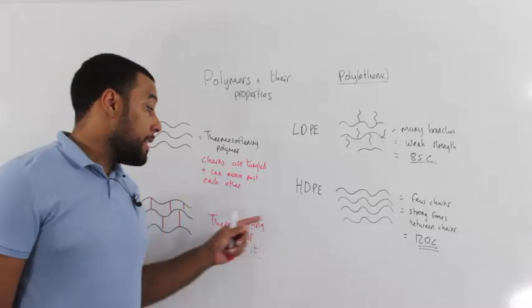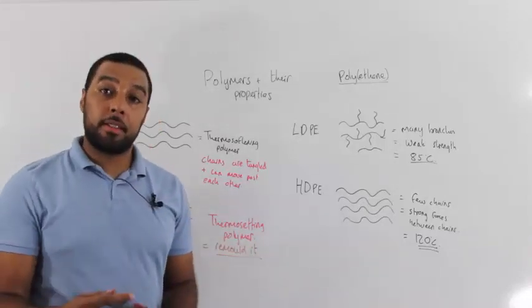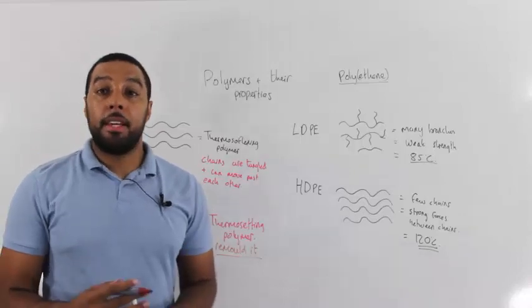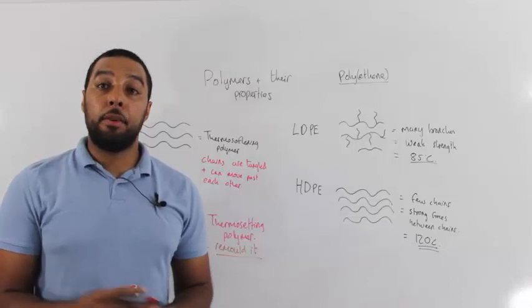Vulcanized rubber is an example of a thermosetting polymer. Once we've set the vulcanized rubber into the shape of a tire, you cannot remold it, even if you heat the tire up.